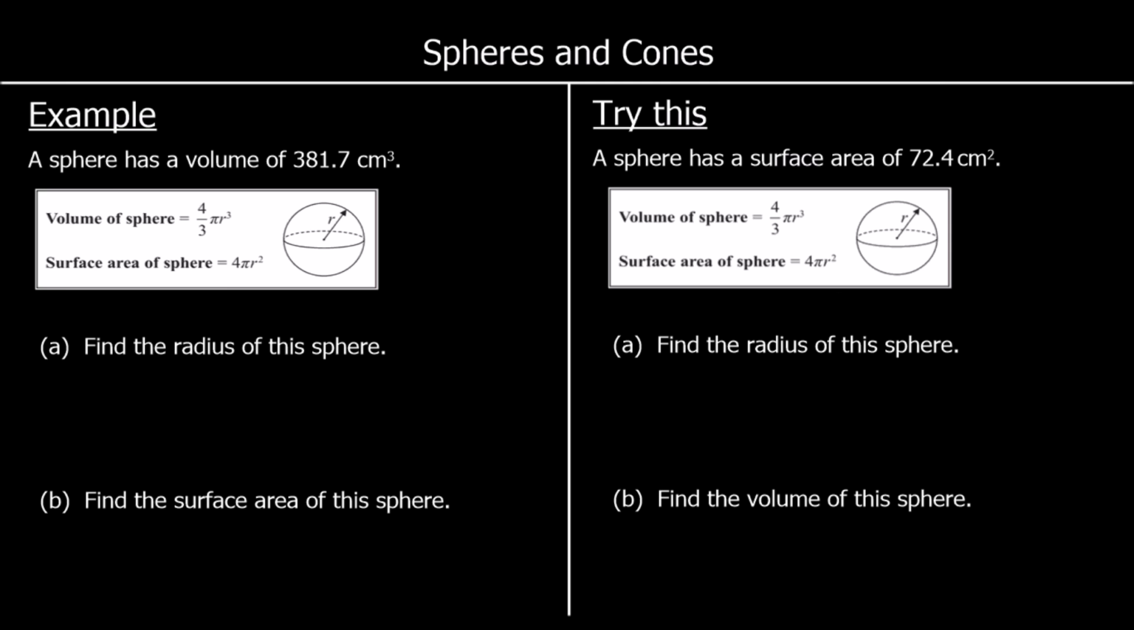Okay, this time we've been given the volume of a sphere and we need to work out the radius. So we're going backwards. The volume of a sphere is 4/3 pi r cubed, and the volume is 381.7. So we can say 381.7 is equal to 4/3 times pi r cubed. So we need to solve this, get r by itself. So if I get rid of the fraction first, multiply both sides by 3.